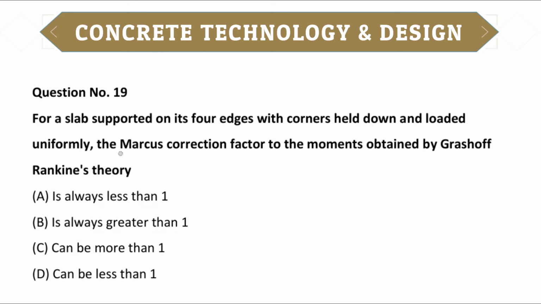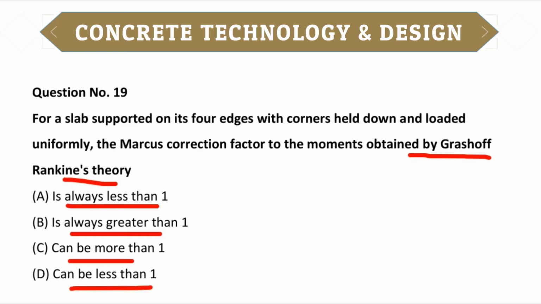So next question, for a slab supported on its four edges with corners held down and loaded uniformly, the Marcus correction factor of the moment obtained by the Grashof-Rankine theory: option A, is always less than 1; option B, is always greater than 1; option C, can be more than 1; option D, can be less than 1. So the correct answer is option A, it is always less than 1.